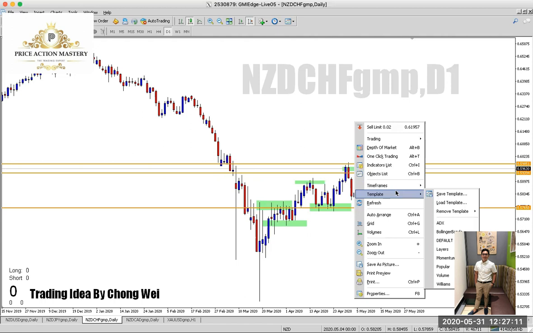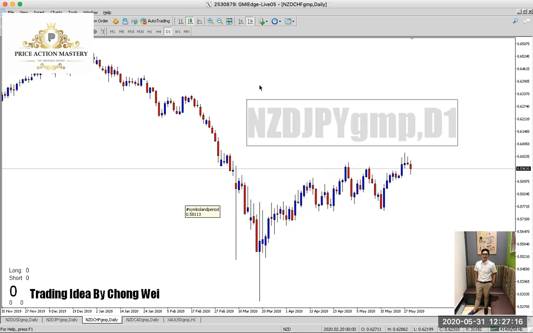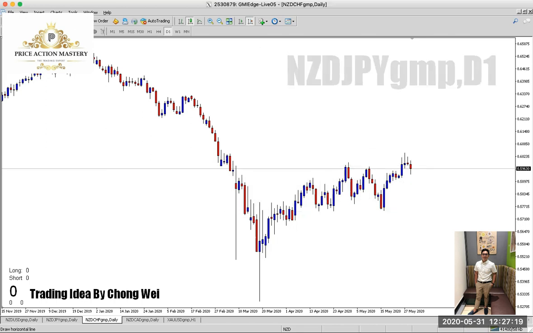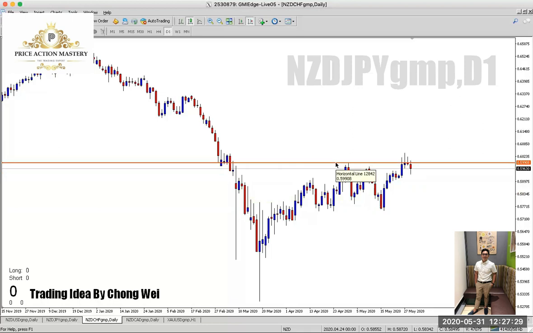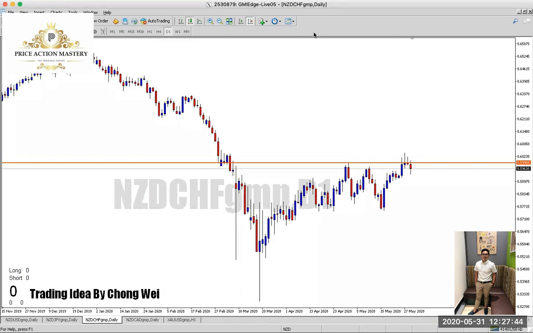For this New Zealand CHF, at this level also many sellers are going to come in. So buyers, this is how the forecast is going to be for the New Zealand CHF. I'm forecasting the story for the New Zealand CHF.